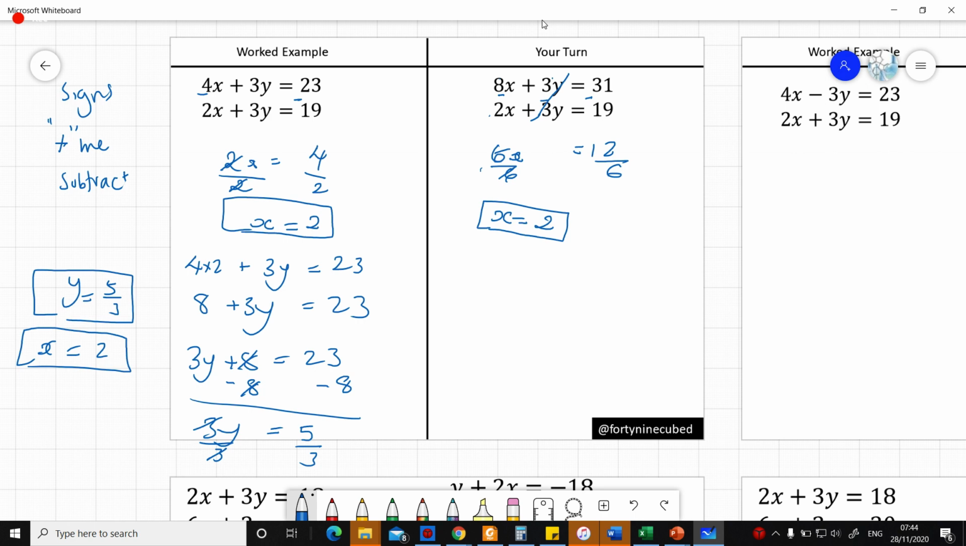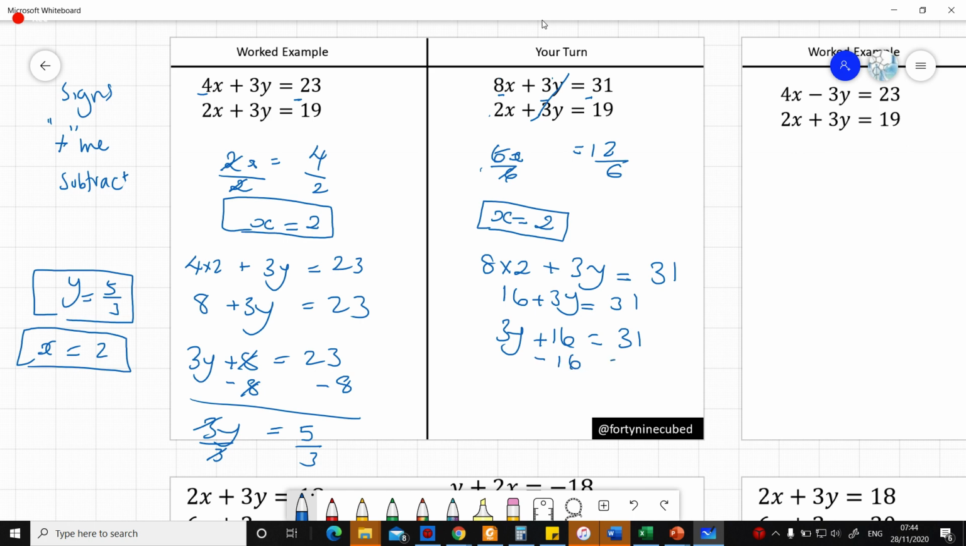Now let's go shopping. So 8 lots of 2 means 8 times 2, because now we found what x is, plus 3y is equal to 31. I'm going to simplify, so 16 plus 3y is equal to 31. I don't like it like this. I'm going to write 3y plus 16 is equal to 31.